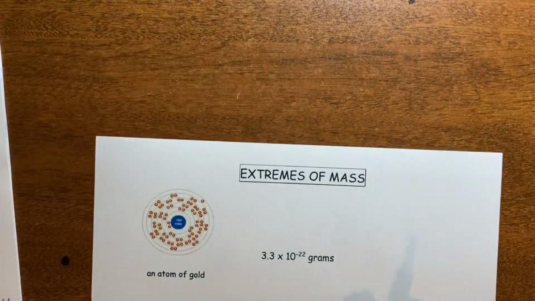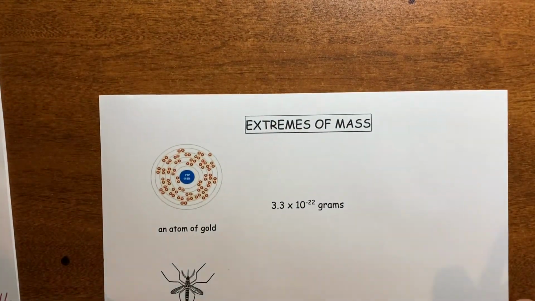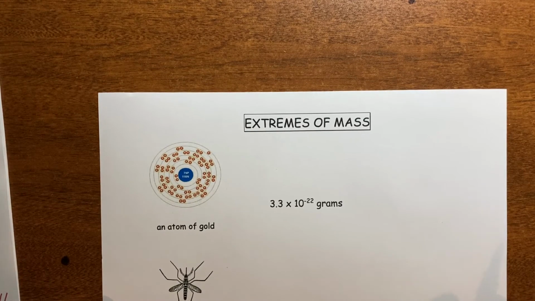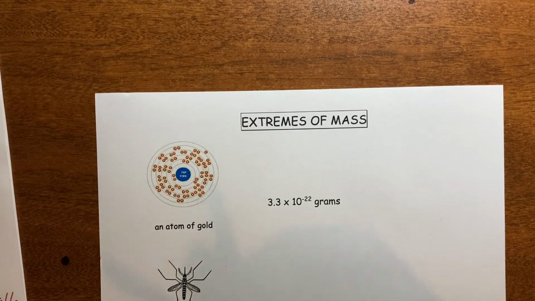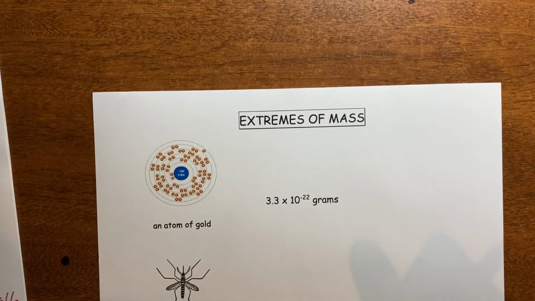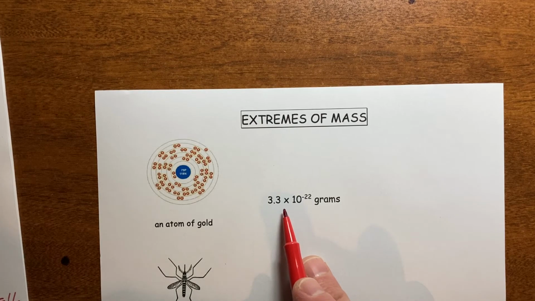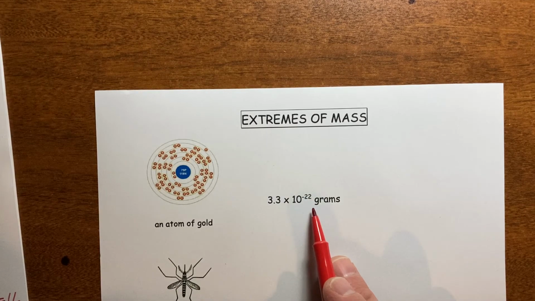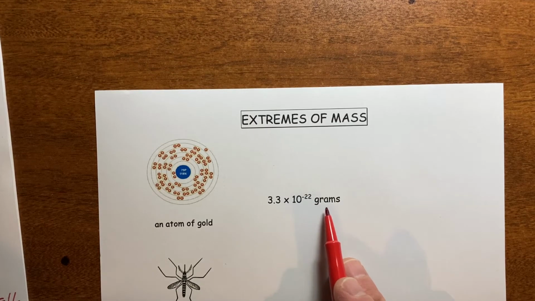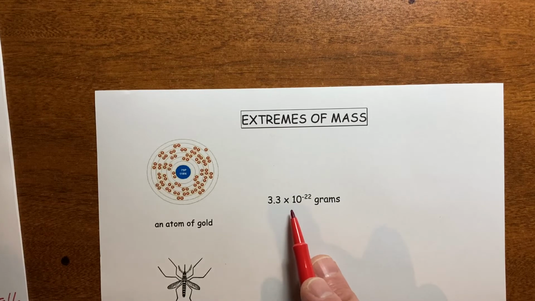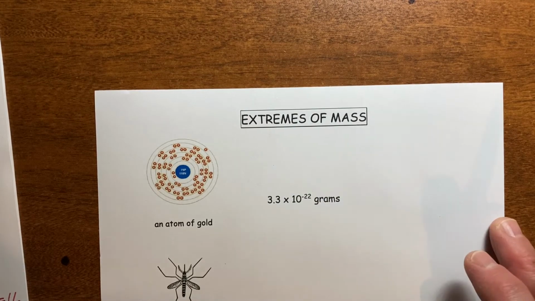Some of the extremes of mass that you come across in scientific endeavors are why we want to, again, use scientific notation, because atoms are incredibly small, incredibly light. So an atom of gold, for instance, we think of gold as being a heavy, dense metal, which it is, but the mass of one atom is 3.3 times 10 to the negative 22 grams. That's 21 zeros in front of the number 33.